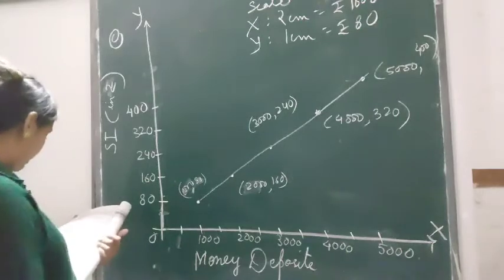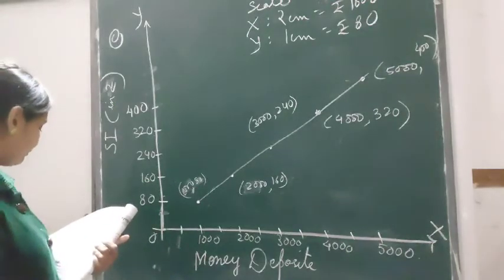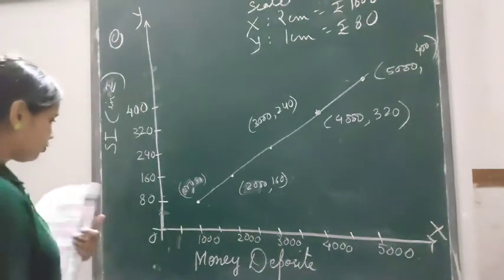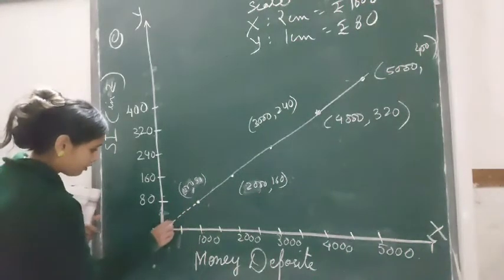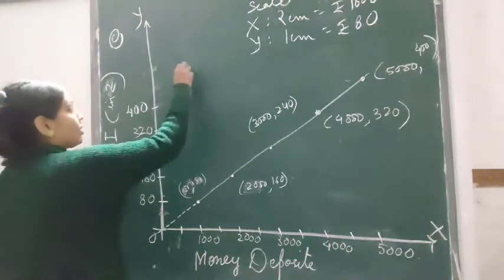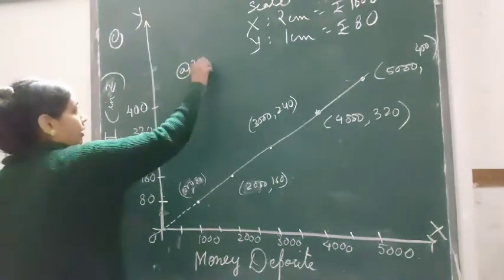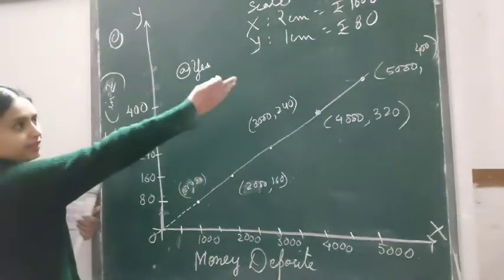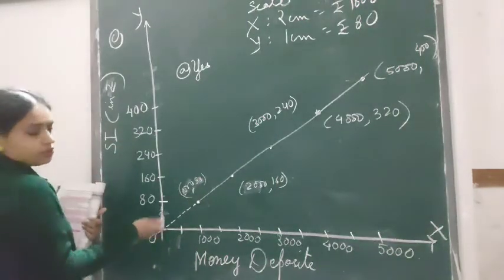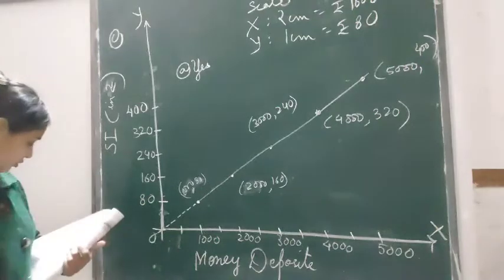There are certain questions to be answered. Does the graph pass through the origin? If we let it go by the origin, yes, it will pass. So answer A is yes, because it is increasing simultaneously, children. Okay, so 0, 0. It will pass through the origin.